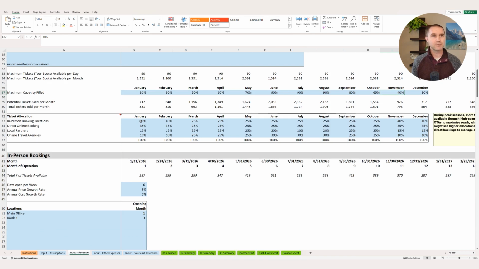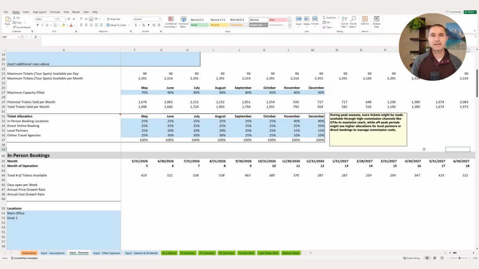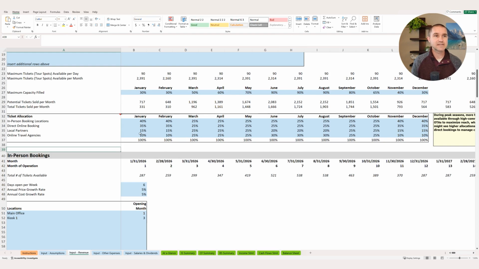So this is kind of based on the different types of sales channels you have. So there's a note here. Basically, the idea is that during peak season, more tickets might be made available through high commission channels like online travel agents to maximize your reach, while off-peak periods, you might have higher allocations for your local partners or direct booking, which would have lower commission costs in all likelihood. So this just allows you to set what percentage of your bookings are coming from different channels each month.